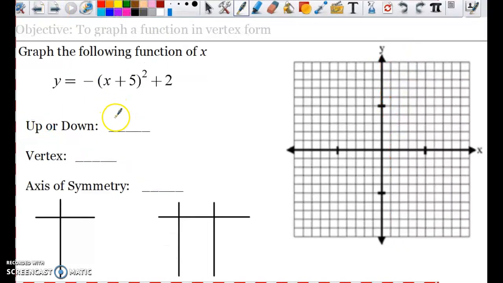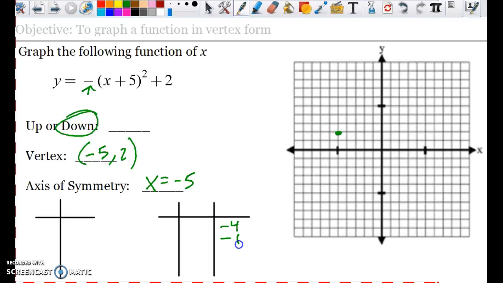How about this one? Up or down? y equals -(x plus 5) squared plus 2. It opens down because of this negative sign. The vertex: opposite of the inside, so -5, same as the outside, 2. (-5, 2). The axis of symmetry is x equals -5. So -5, +2, there's my vertex. It's going to open downward. Multiply by -1, so it's going to be -4, -1, 0, -1, -4. And there you have it, just like that. Very easy.